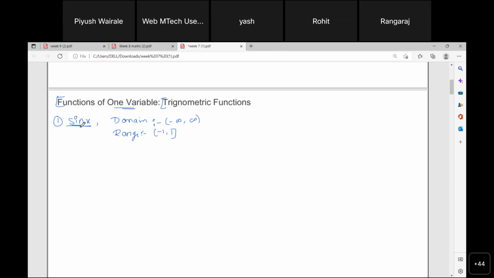Is sin x an even function or an odd function? How to check? We can check sin of -x. If f of minus x gives me f of x, then the function is even. If f of minus x gives me minus f of x, then the function is odd. If I replace x by minus x in sin, what I get is minus sin of x, so basically it is an odd function.